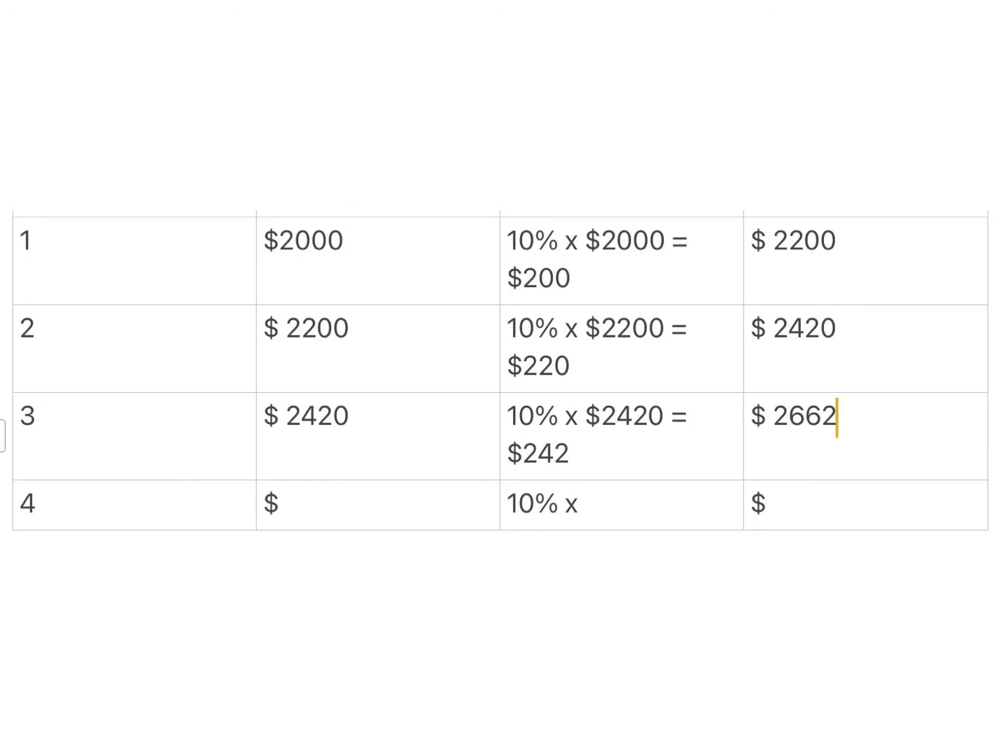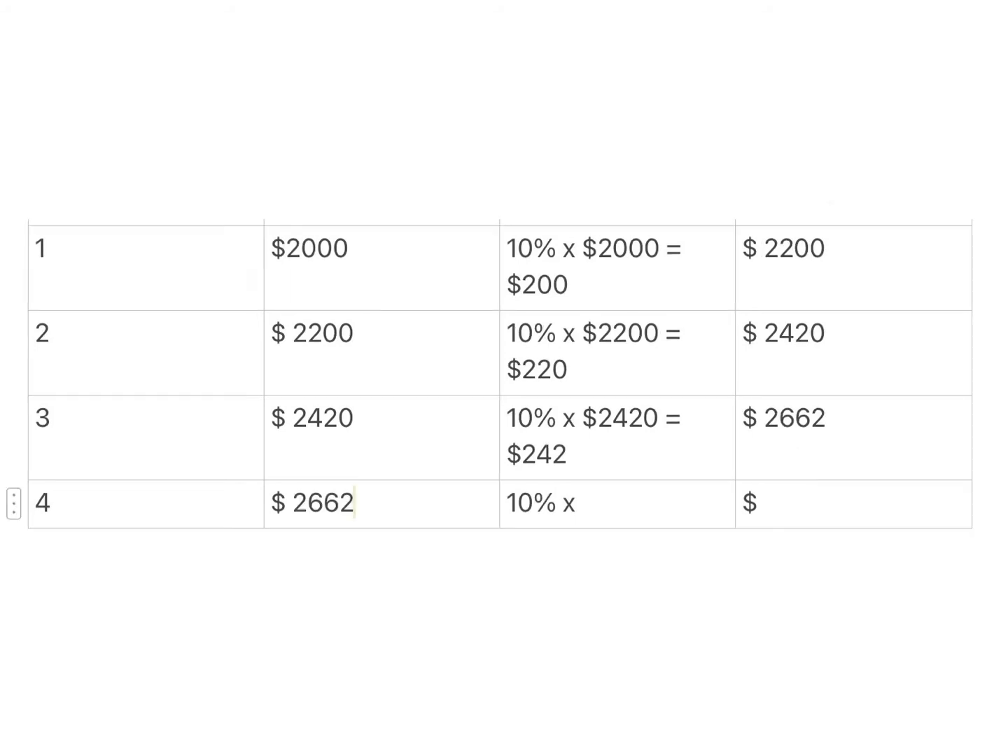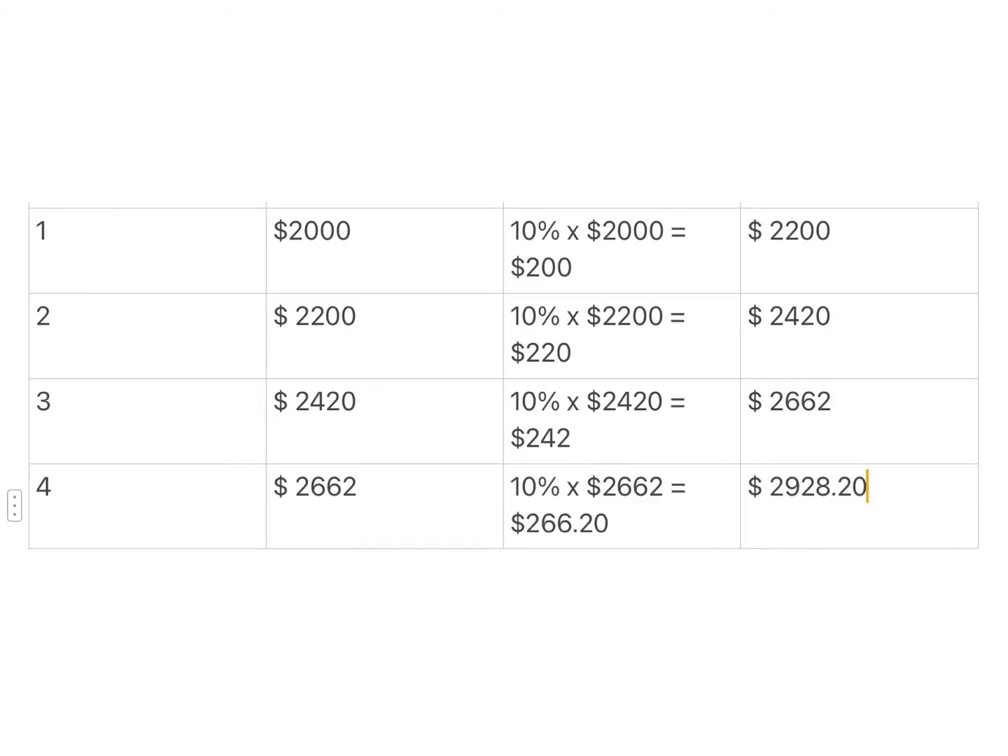Calculate the interest, 10% of that is $242. Add it on, 2,420 plus 242 is $2,662, our closing balance at the end of the third year. So that means the beginning of the next year is $2,662. So that's our opening at the beginning of the fourth. We then find 10% of that, which is $266.20, and we add it on to finish with, after 4 years, $2,928.20.